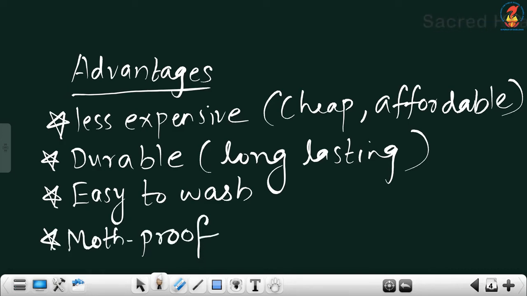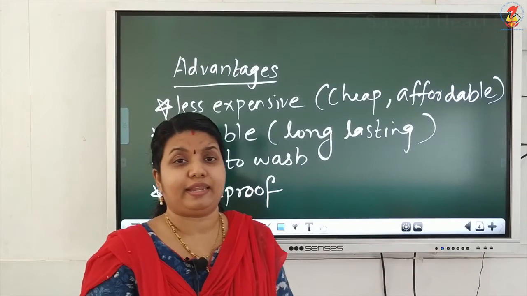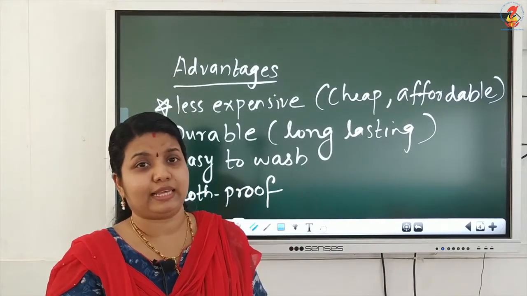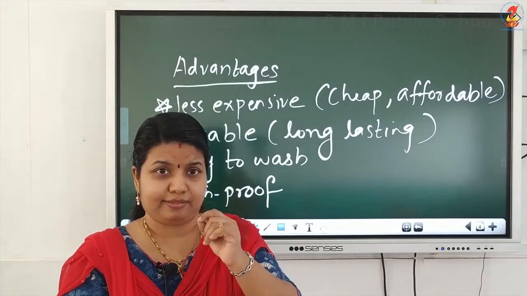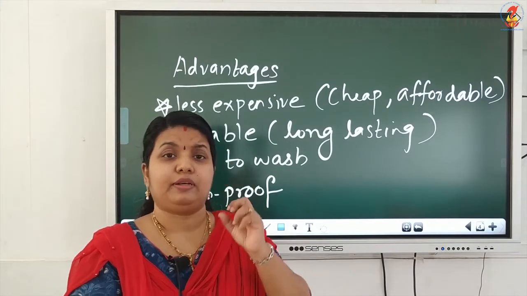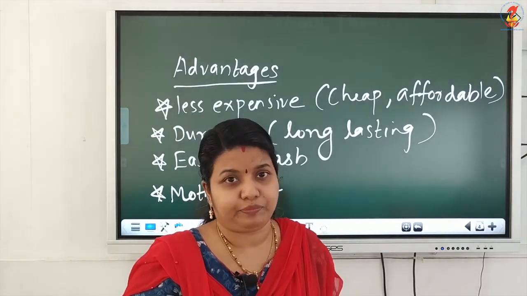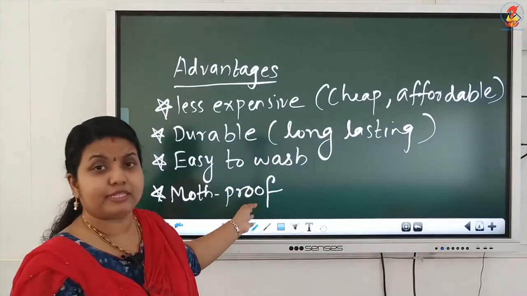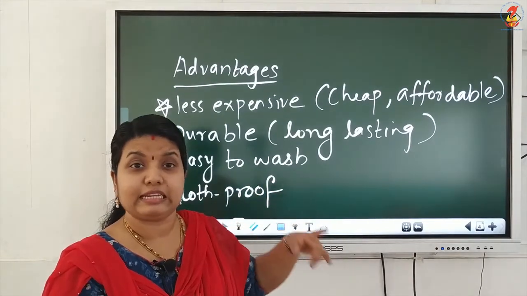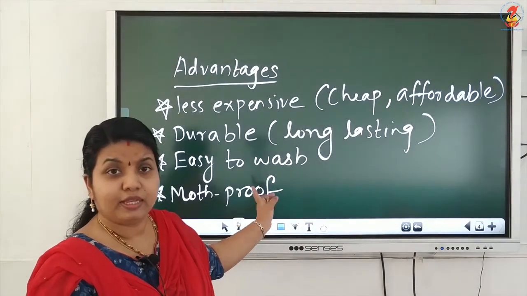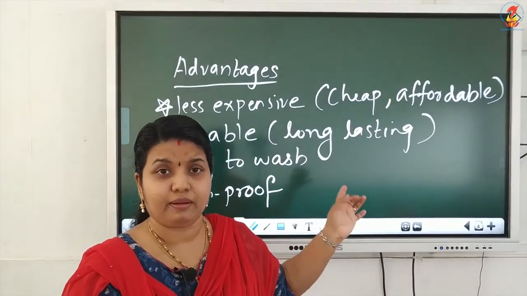Moth proof. There are moths or insects which attack natural clothes. Natural clothes made of natural fibers, especially silk and all. You might have seen small insects acting upon silk fabrics, silk clothes, sarees and all, and it gets destroyed. Since synthetic fibers are made up of chemical substances, they resist attack of moths. So we can say that they are moth proof. This property is not given in your textbook.